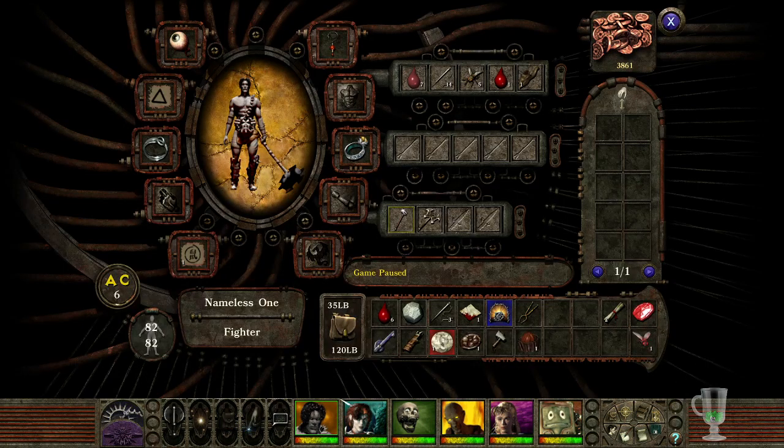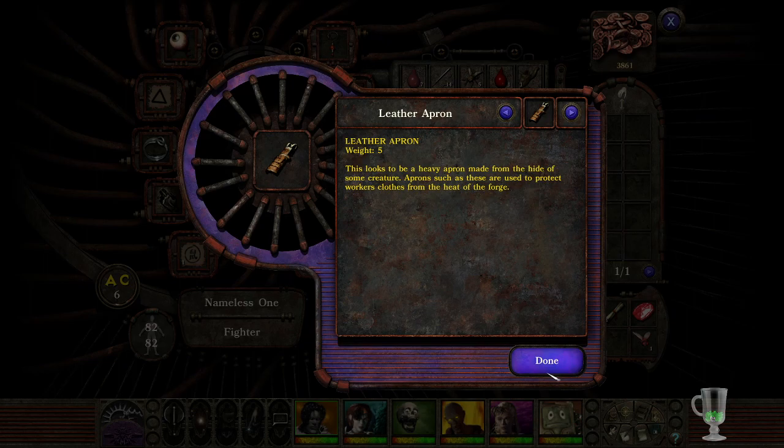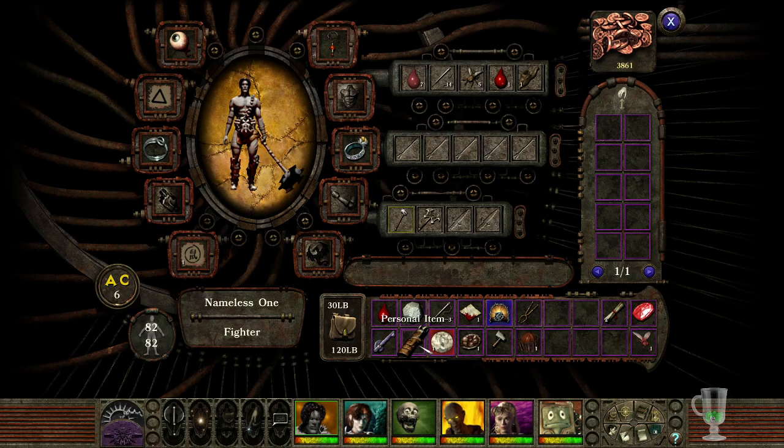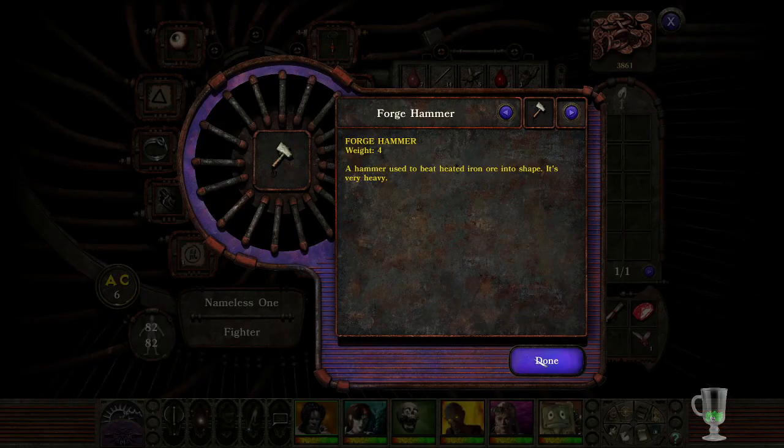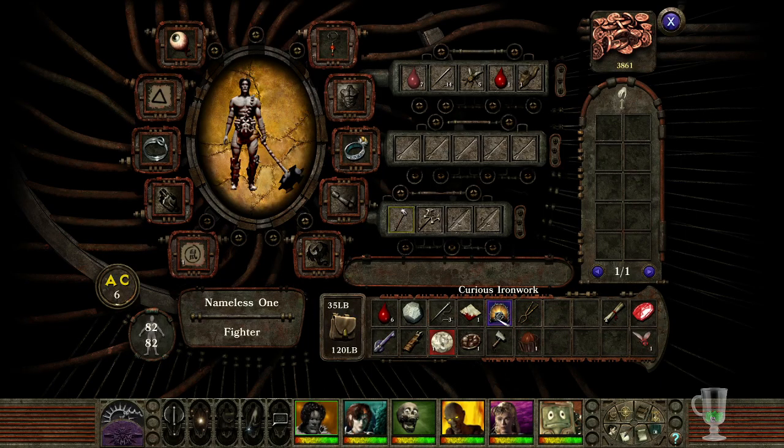Did I get... Oh, I got an apron. Leather apron. This looks to be a heavy apron made from the hide of some creature. Aprons such as these are used to protect workers' clothes from the heat of the forge. Why not put it on? Forge hammer. Tongs.